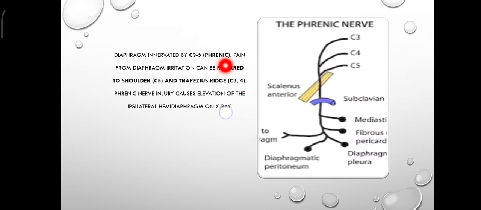As you know, these nerves are present at the level of shoulders, so any irritation of the diaphragm, pain can be referred to the shoulder and trapezius ridge. This is very important, that why pain of the diaphragm or irritation of the diaphragm is referred towards the shoulder, because it is supplied by the phrenic nerve, and phrenic nerve has root value C3 to C5. That is why pain is referred towards the tip of right shoulder.